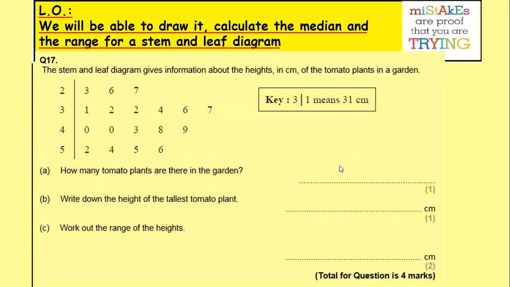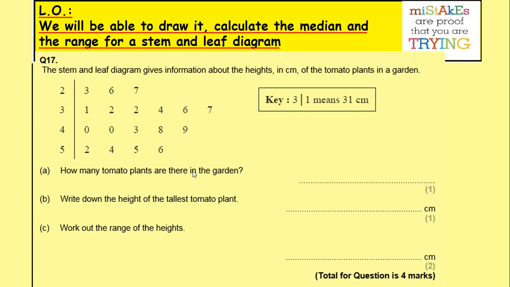On top of that, I brought you one exam question to make sure you're really clear about how we work out stem and leaf diagrams. This question is already giving you the stem and leaf diagram. It's giving you the key, which is really important, otherwise you wouldn't know what we are talking about. So 3 | 1 means 31 centimeters. Now, it's asking how many tomato plants are there in the garden.